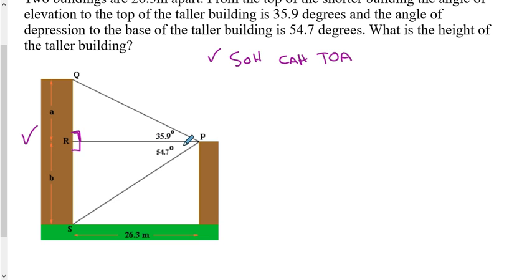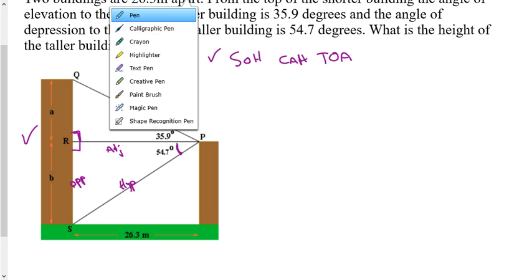Actually, let's do our bottom one first. So this angle right here, 54.7 degrees. Let's label our triangle. This is going to be our hypotenuse. Our adjacent side is right here, adjacent to the angle, and our opposite side is way over here, opposite our known angle.